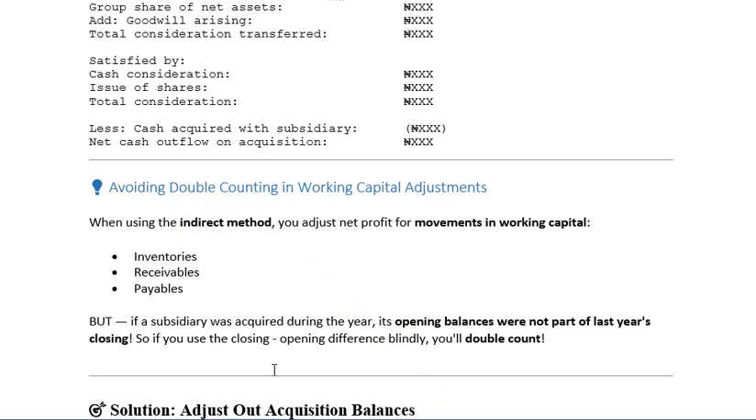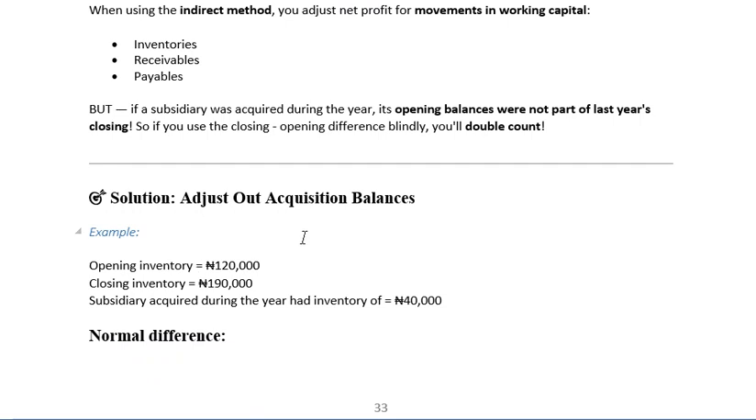Right? Am I right, please? So now, if you're saying that your debtors at the beginning and at the end of the year have reduced, whereas you purchased this company during the year, you will double count too. All right, so that is double counting. So what do you do? You have to adjust your balance for the acquisition.